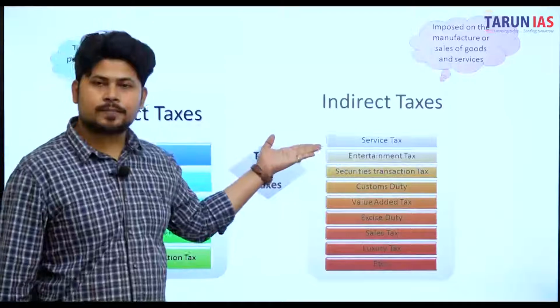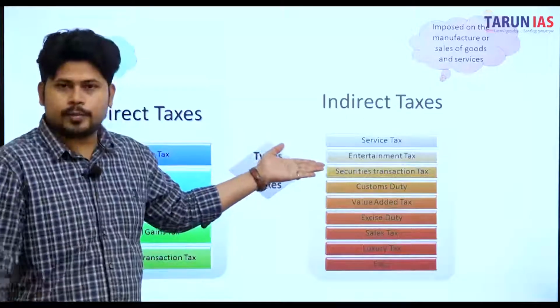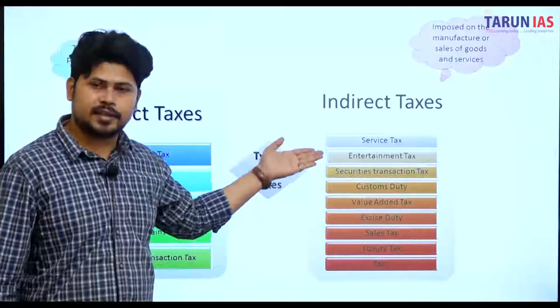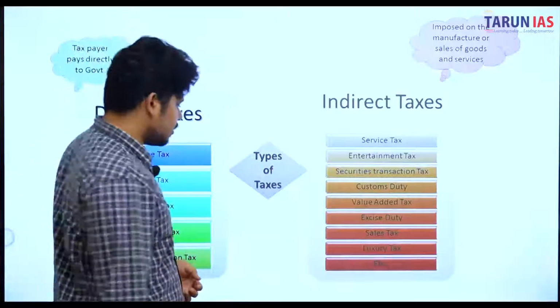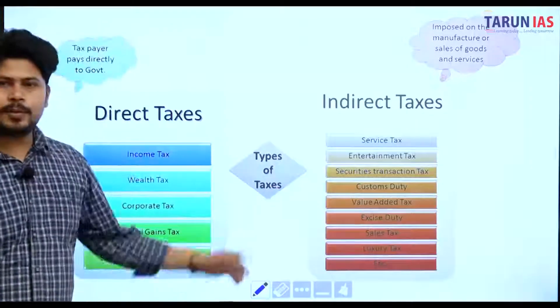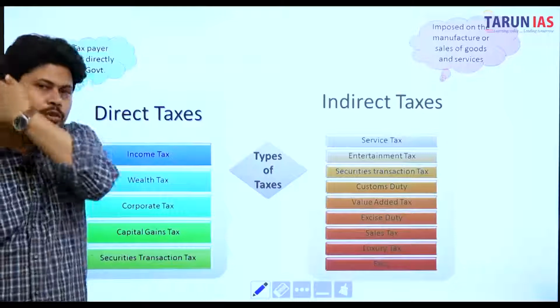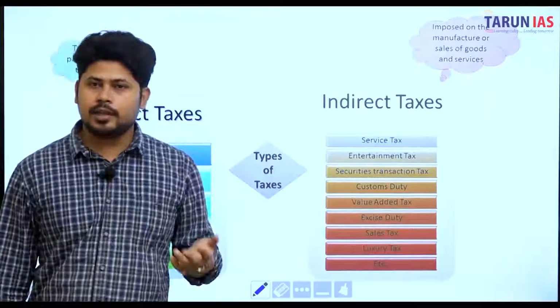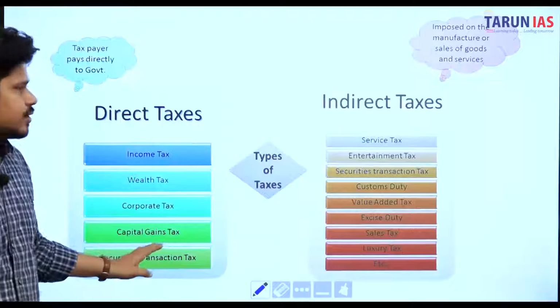Basically service tax. Okay, entertainment tax. Whenever you go to a cinema hall, you pay both service tax and entertainment tax. Securities transaction tax. Okay, securities transaction tax has been mentioned in indirect tax and direct tax as well, because the person who is making that transaction will be imposed upon a specific tax that is called STT, securities transaction tax.